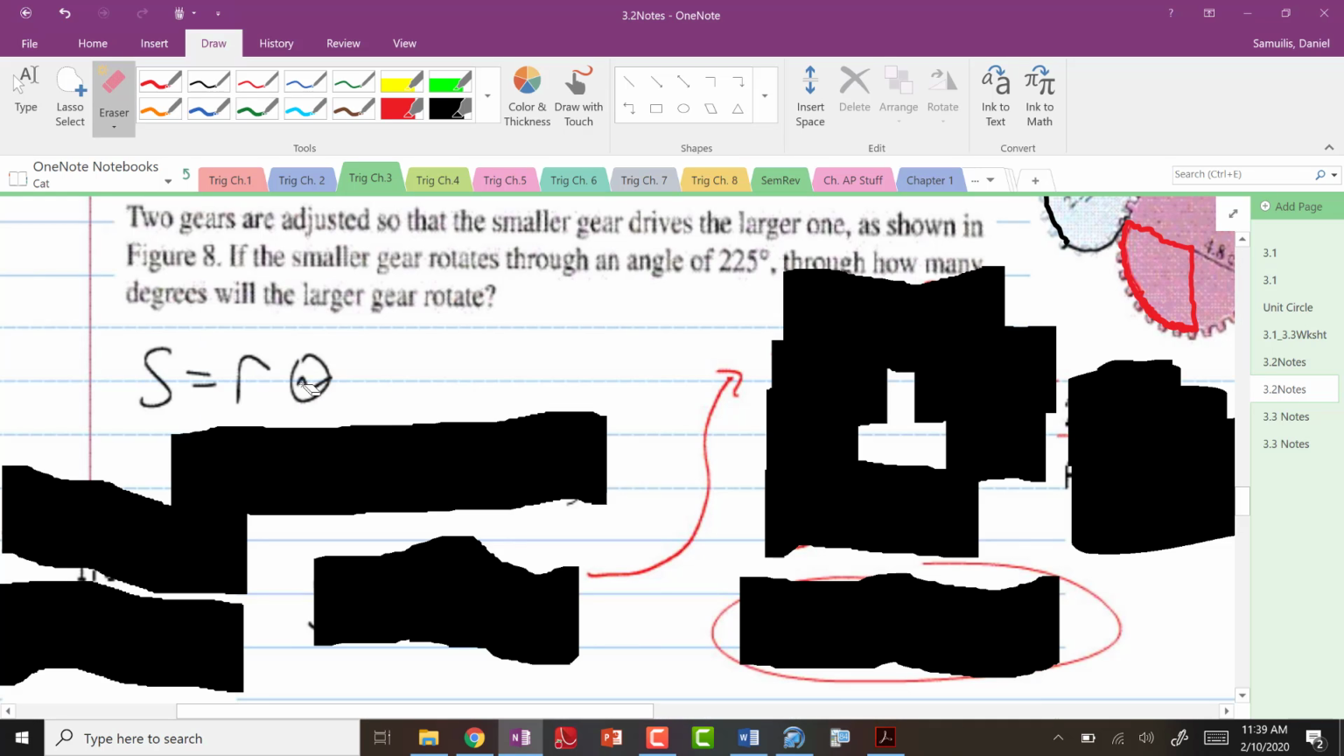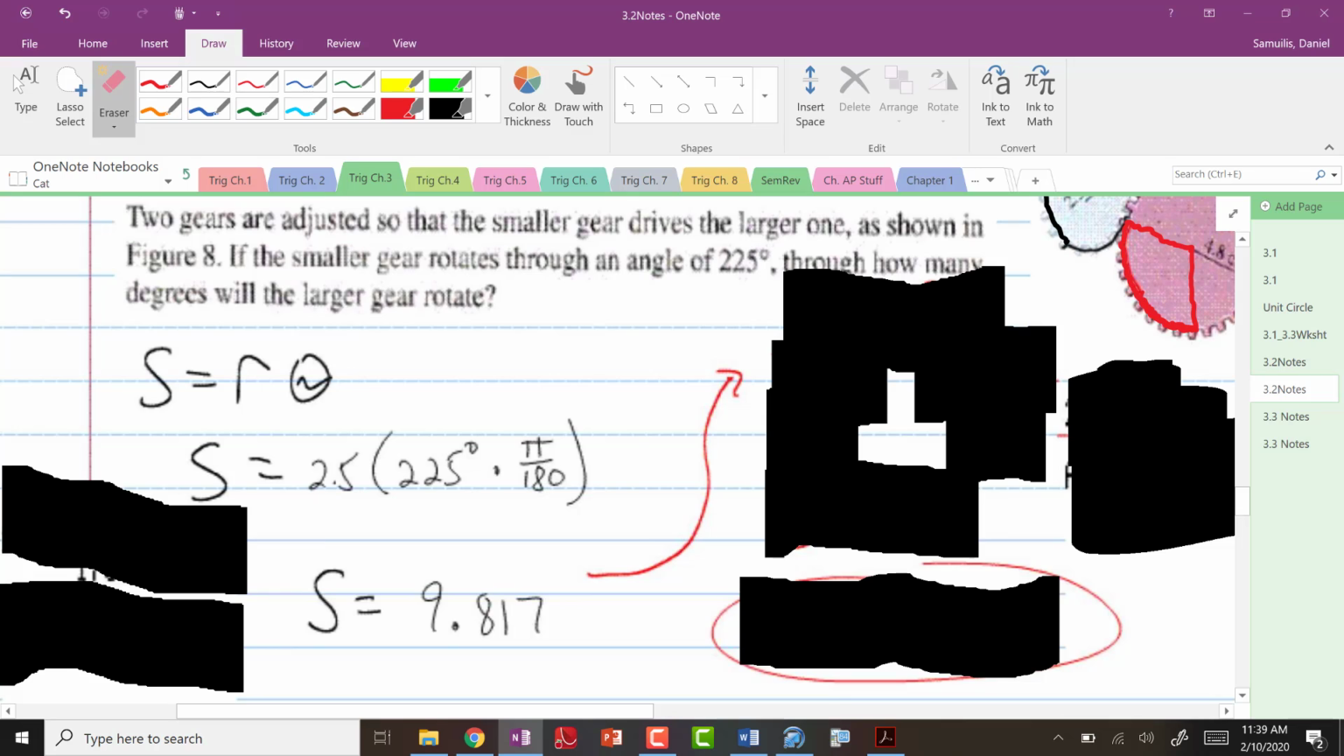So I took the little gear, and I found that linear distance traveled, which is arc length. And what are these linear distances between black and red? Same.